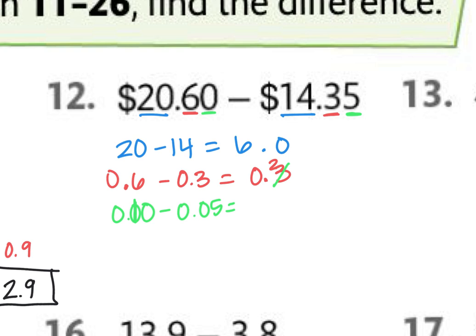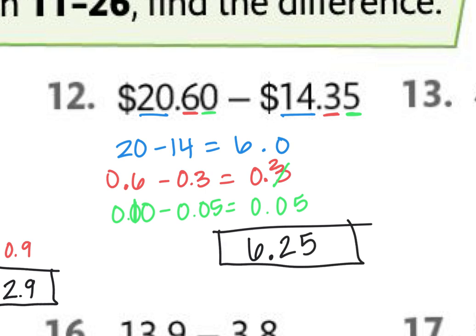And now we are going to subtract. So now we're going to subtract, and then we can add them all together. In the ones place, I have 6. In the tenths place, I have a 2. And in the hundredths place, I have a 5.